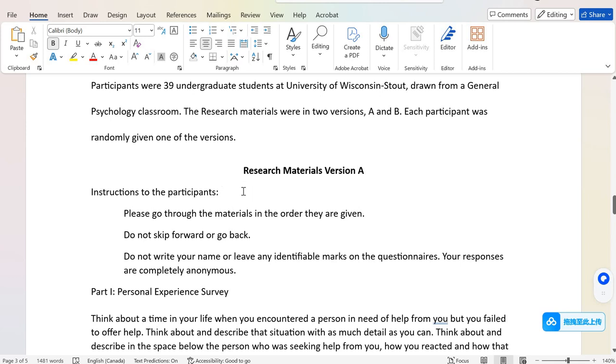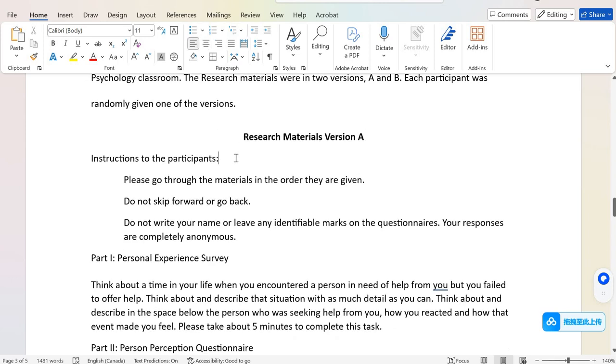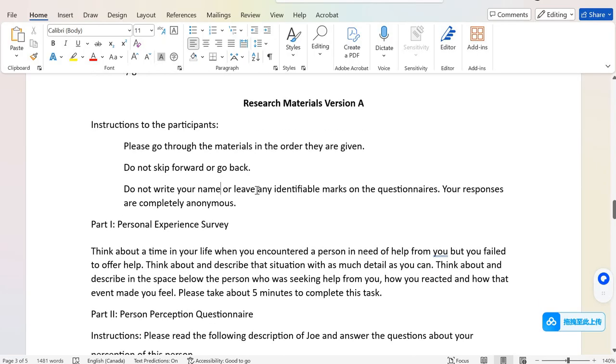In the materials, all participants had the same instructions. The instruction tells the students to go over the materials in the order they were given. Do not skip forward. Do not go back. Do not write your names or leave any ID marks on the questionnaire. The responses are anonymous. The students' privacy was protected.